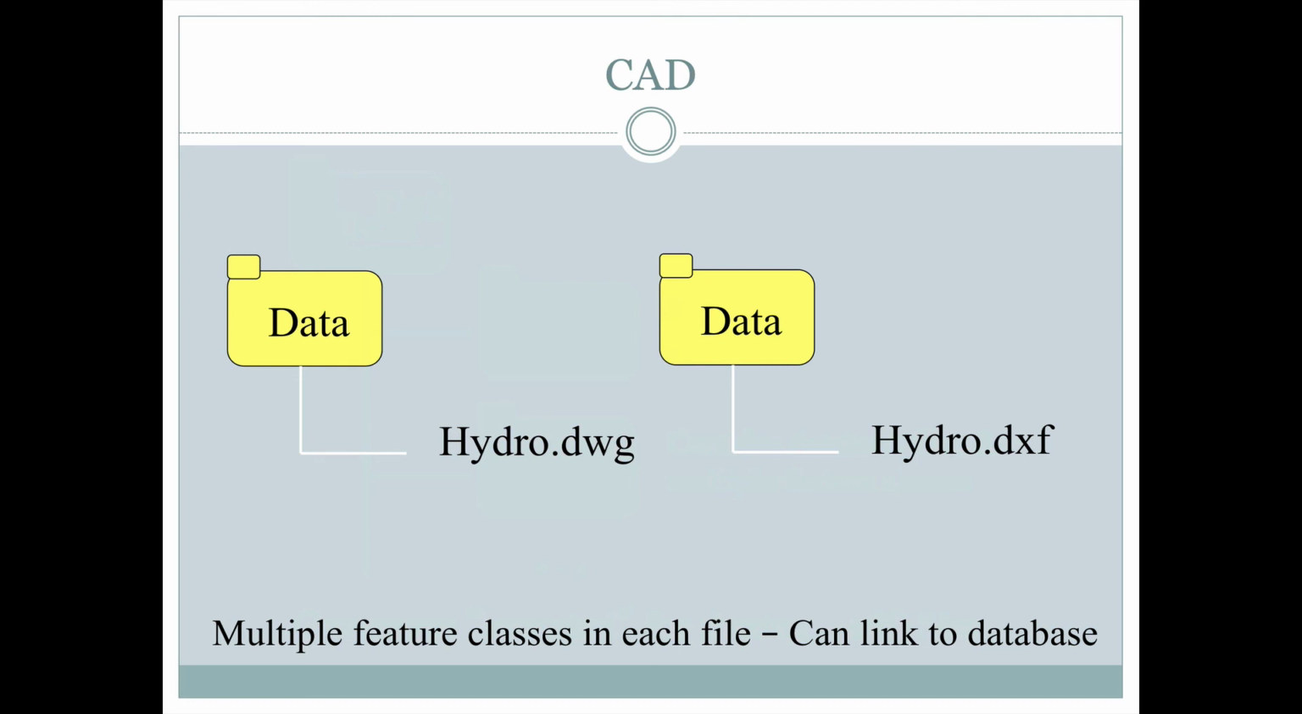With CAD, we might just have one drawing that's called hydro.dwg or hydro.dxf, and this drawing could potentially have a lot of different layers in it, such as, once again, lakes and streams. These would be organized potentially by colors or by other ways to organize layers, but you can oftentimes have multiple feature classes in each one of those files. And once you get those in, they can be linked to databases, but there's not always a natural database that follows along with an AutoCAD drawing.